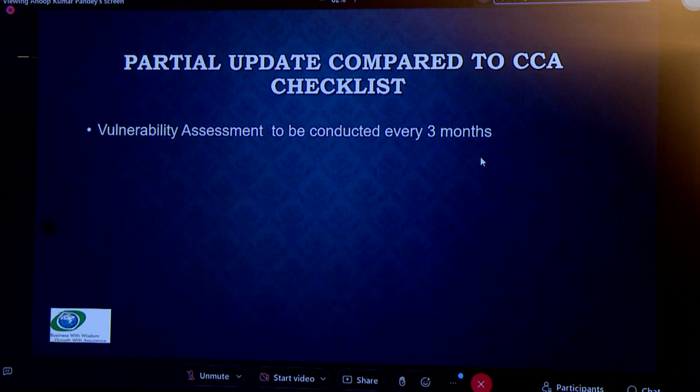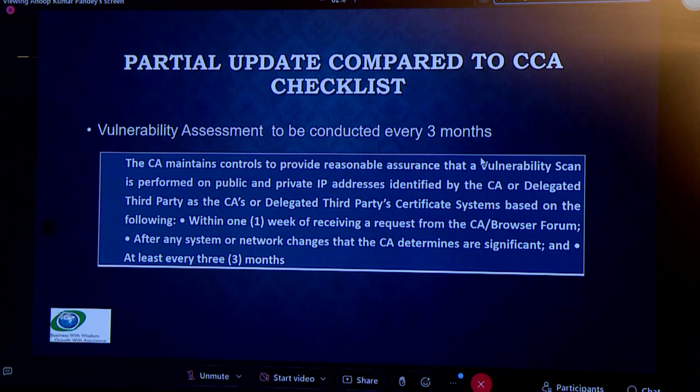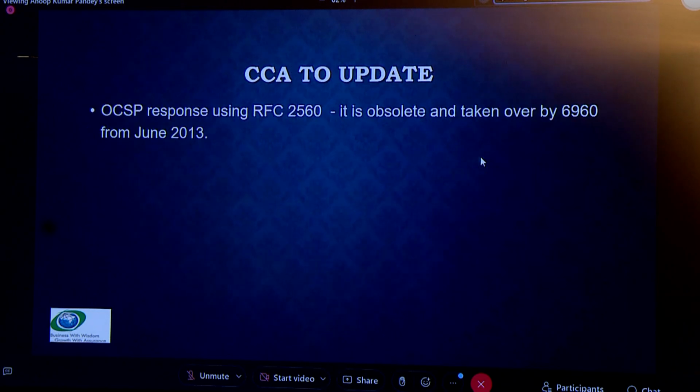And vulnerability assessment: we don't have a criterion as of now. Yearly once we do it. But vulnerability has to be checked every 3 months. Penetration test can be done once in a year. So that's the timeline they say. So timeline is one item.